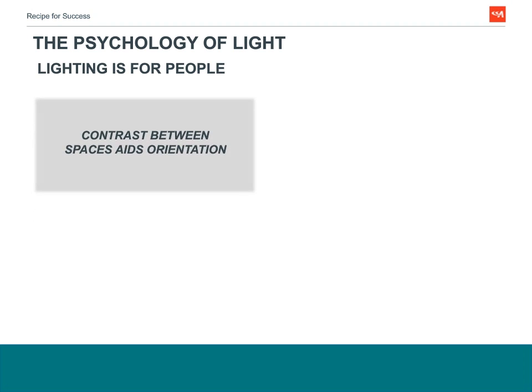Contrast between space aids in safe navigation through the space for both customers and staff. Contrast and dimension between spaces is critical. Thinking about the change in lighting going from one space to another, for example, a bright bathroom back to a dimly lit dining room, the human eye needs time to adjust, so thoughtful lighting transitions are key when designing the space.